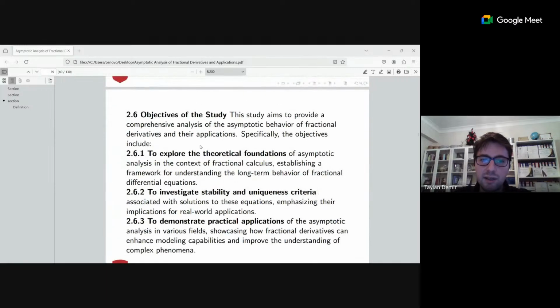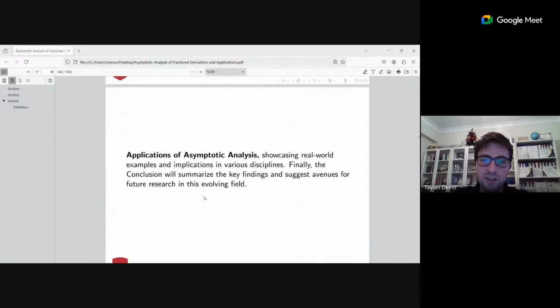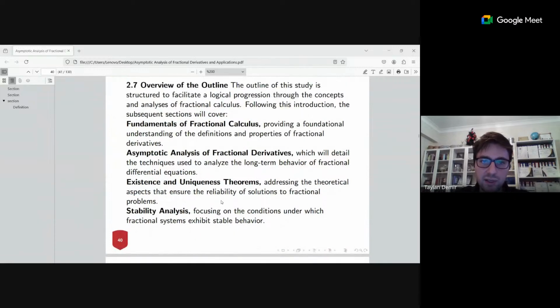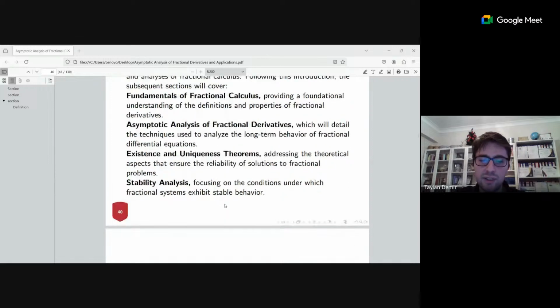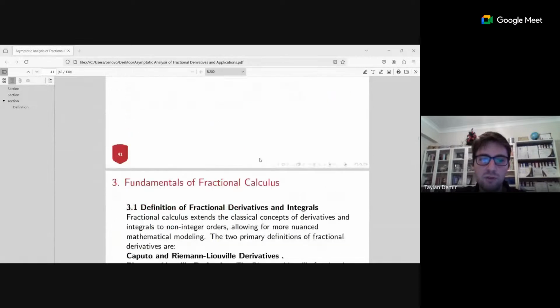This chapter is important for interpretation and for understanding the advantages over other traditional operators. And we use the asymptotic analysis of fractional derivatives in the next chapter. But we know the existence and uniqueness theorems are for addressing the theoretical aspects that ensure the reliability of solutions to fractional problems. And we need to use stability analysis, focusing on the conditions under which fractional systems exhibit stable behavior, in this presentation. And asymptotic analysis using real-world examples and implications in various disciplines. Finally, the conclusion will summarize the key findings and suggest avenues for future research in an evolving field.